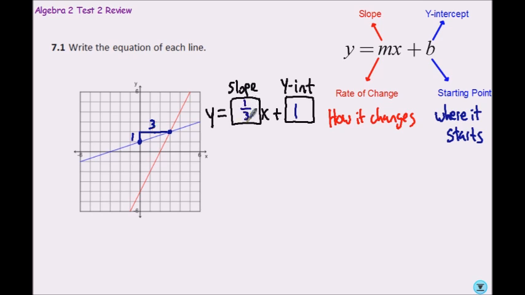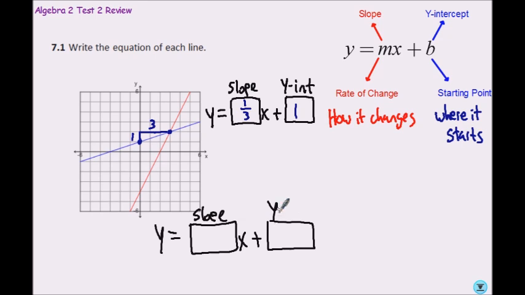And for the red line, I'm going to do the same thing here. So y equals, we've got to figure out what the slope is, how it's changing, plus where it started, our y-intercept. So let's see where this guy started. Right there. That looks like 1, 2, 3, 4. -4. And then let's look for the slope. Looking for a corner. Yep, there's a corner. And it looks like I went up 2 and right 1.